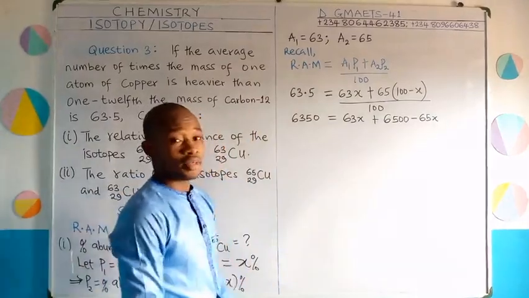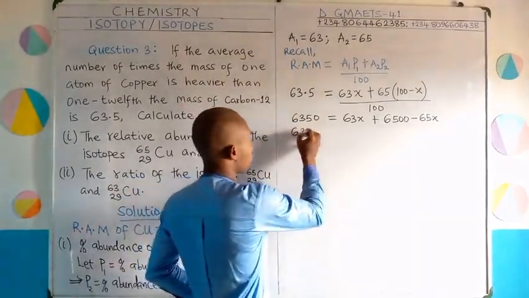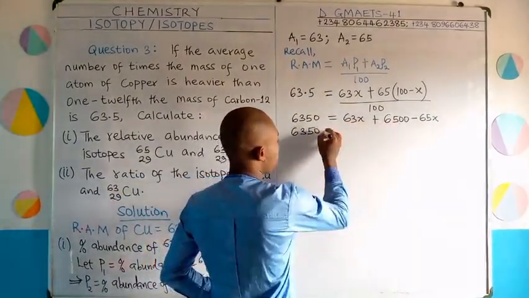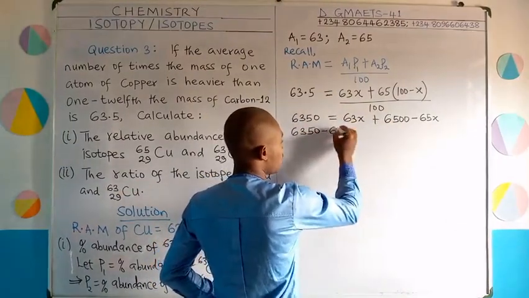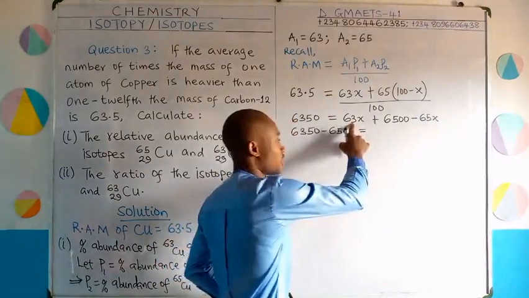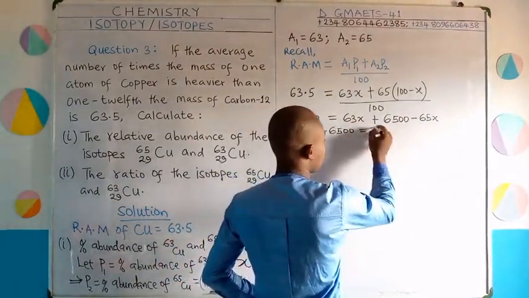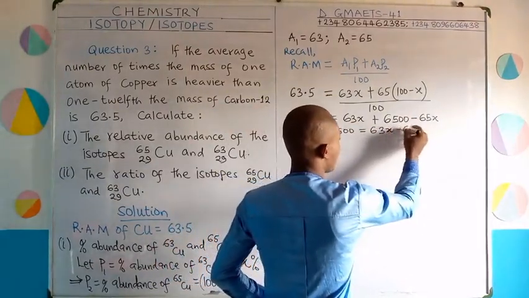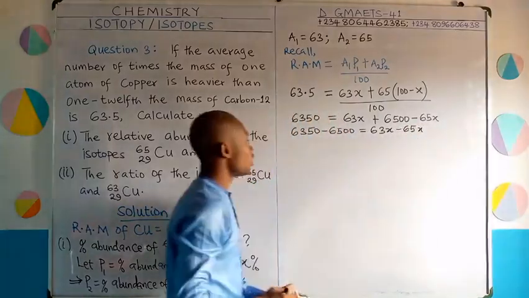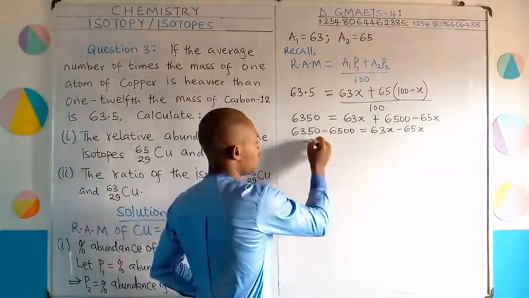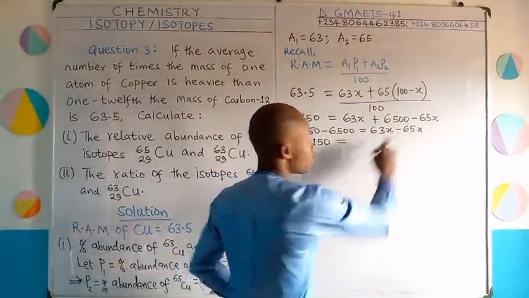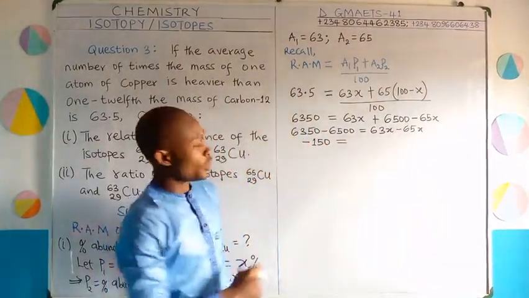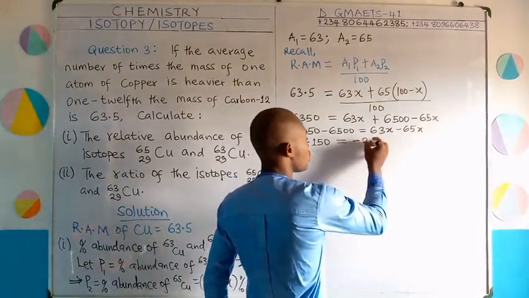So let us collect like terms from here now. 6,350, this 6,500 will cross over. The plus will change to minus. Then equal to 63X minus 65X. Minus 150 equal to 63X minus 65X, which will give us minus 2X.